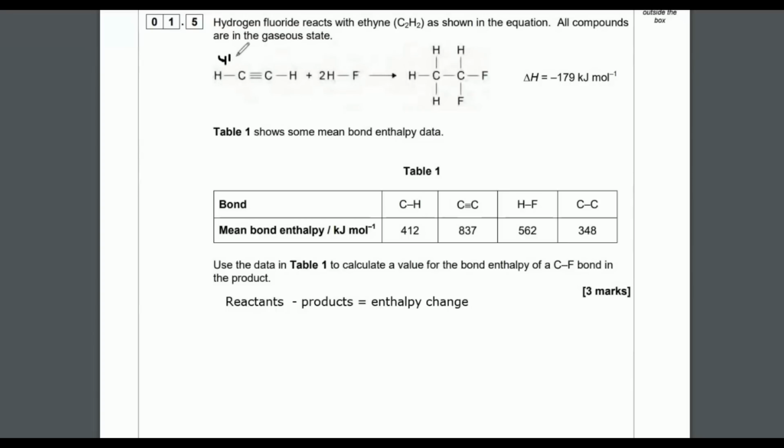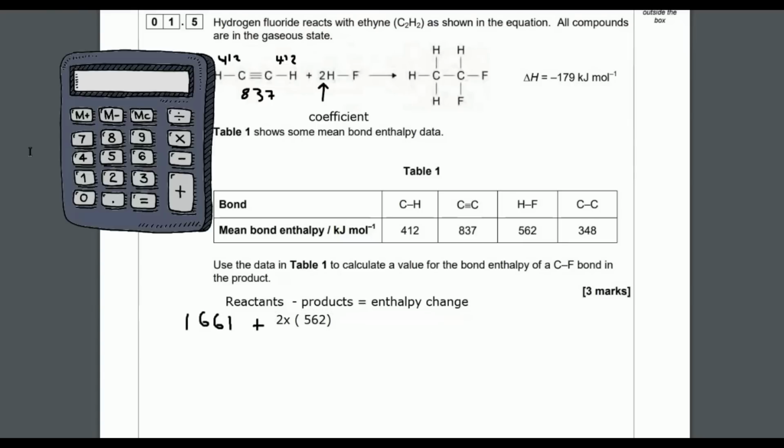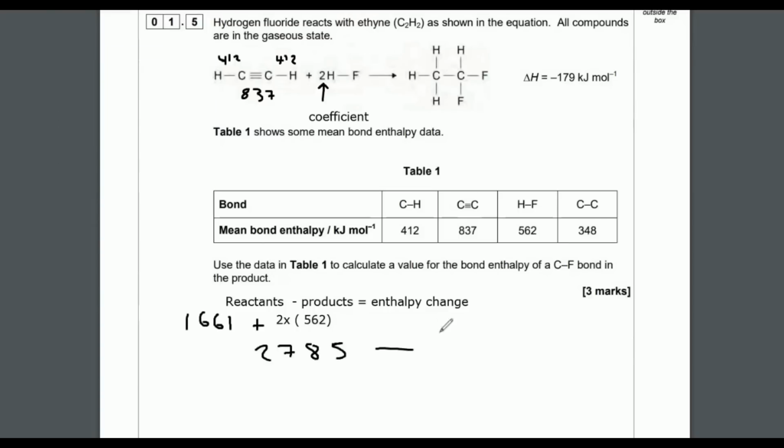So let's start off by working out the total bond energy for the reactants. So we want the ethyne bond energy, so 412, 412, and 837. Smash that in the calculator and then add that to the coefficient here of 2 times HF. So first of all, 412, 412, and 837 equals 1661. I've now got a coefficient here. Don't forget those big numbers. You've got to multiply everything by that. So HF is 562. So I want 2 times 562. Smash those in the calculator, add them together. What do we get? We get 2785.